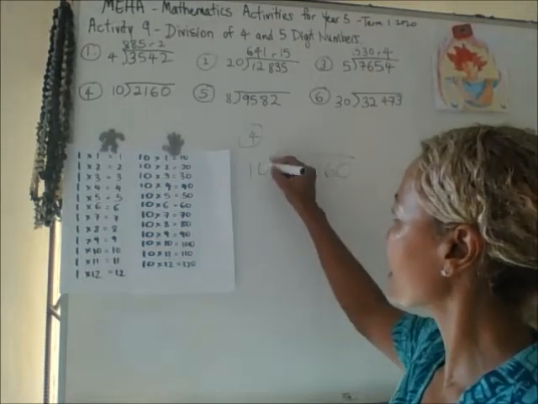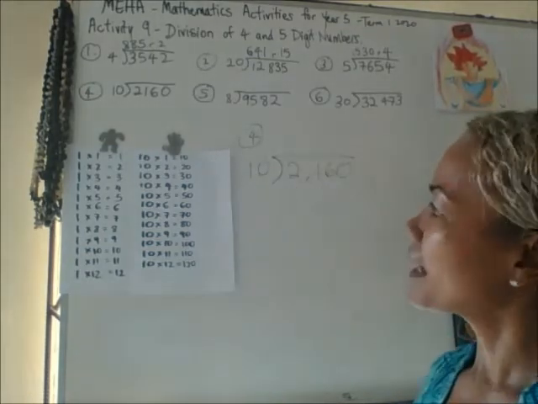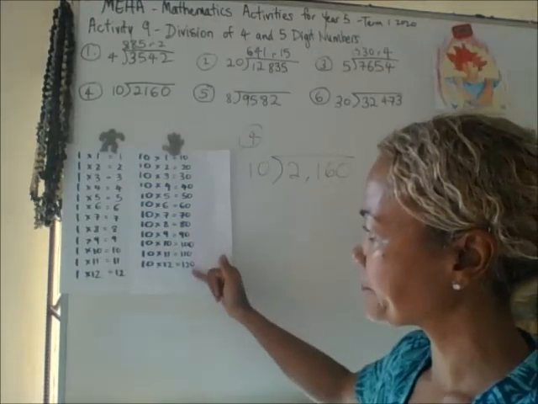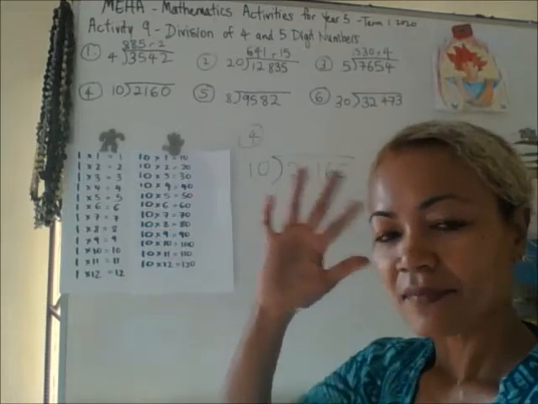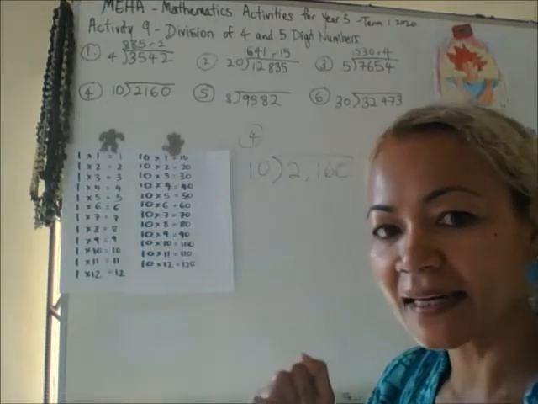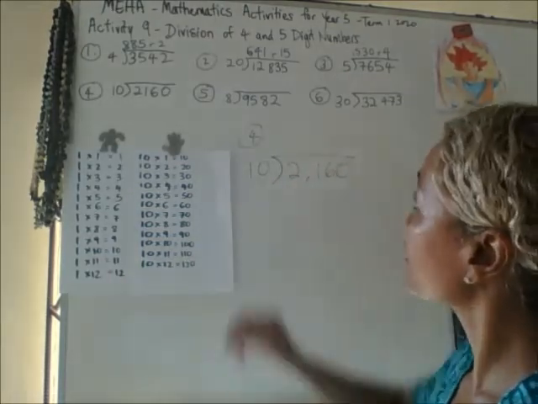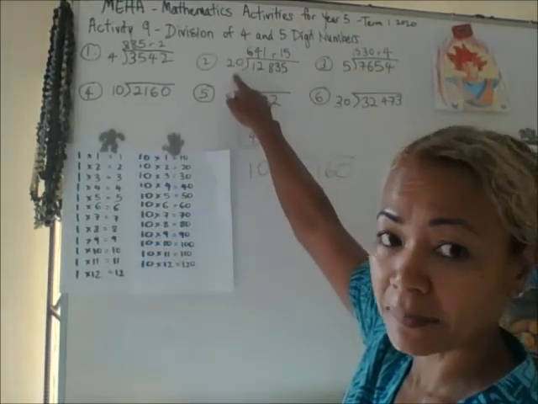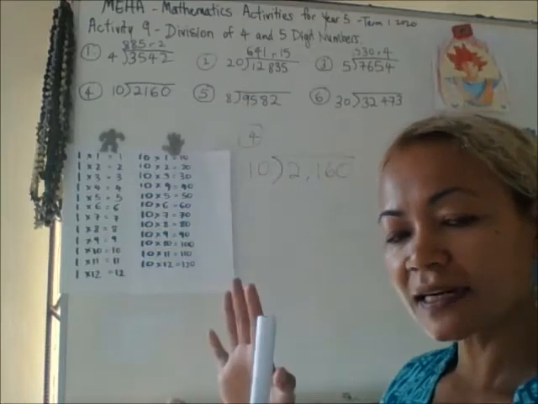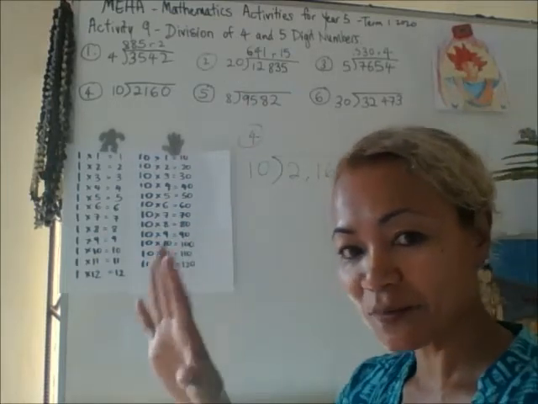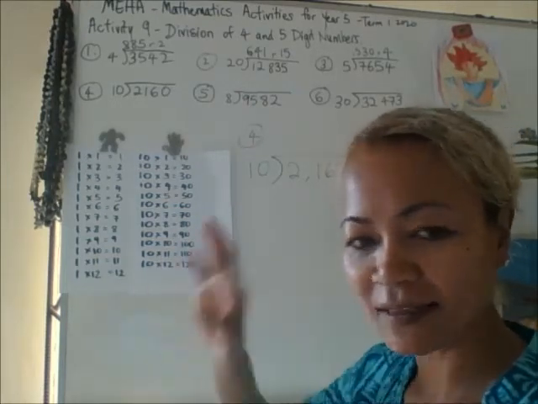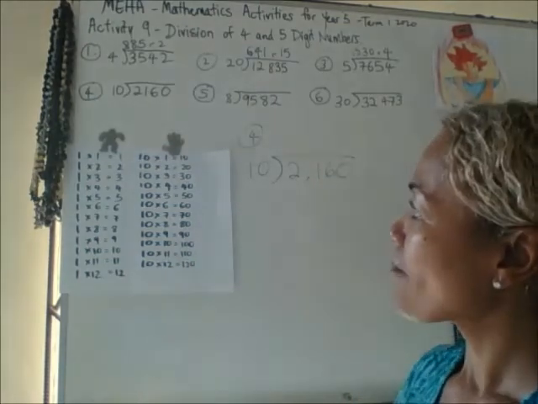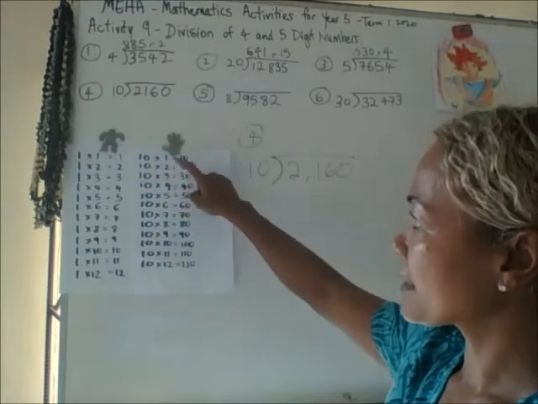2,160 divided by 10. Okay. I've got the 10 times table here. But you can just, like I pointed out before when we were doing number 2, where we were dividing by 20, the 2 times table and 20 times table are very, very similar. All the answers just get an additional 0 added to them. And I just wanted to point out the same thing here too.